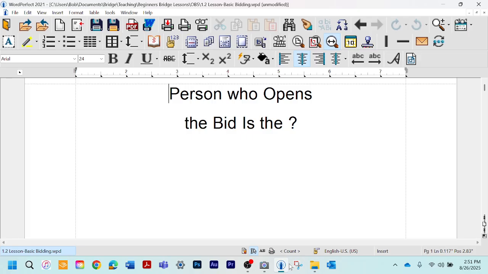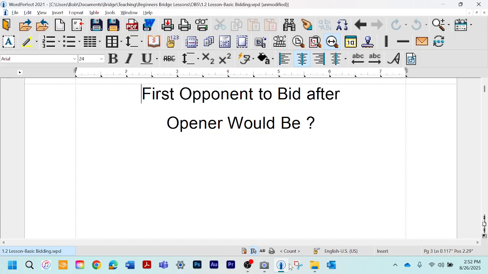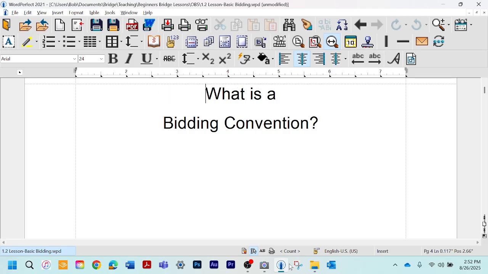Now, looking to the east, after north, let's say, opens, if east should elect to make a bid himself or herself, I'm sorry about all these pronouns, I could be getting them wrong, that person would be considered an overcaller. So we know what an opener is, we know what a responder is, we know what an overcaller is, and if the overcaller's partner should bid, that person would be called the advancer. The first opponent to bid after the opener is the overcaller. The overcaller's partner would be the advancer.